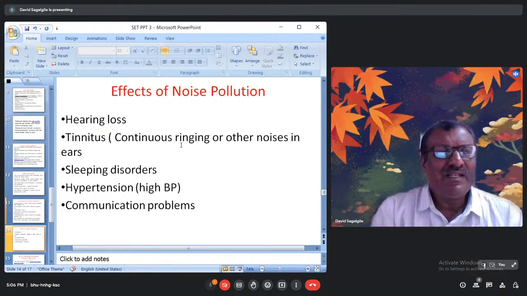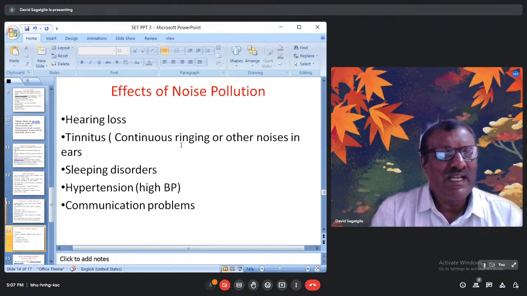Then sleeping disorders. People do not get proper sleep because of the noise pollution, and because people do not get proper rest, their mental well-being is destroyed, and which leads to irritation, which leads to strain, which leads to different kind of anxieties and mental disorders.